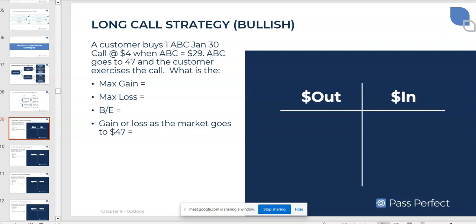ABC goes to 47 and the customer exercises the call. And we have the chance to answer max gain, max loss, break even, or actual profit, win or lose scenario. All right, so we're going to write down everything as we go. Since the first thing they did was to buy something, we're going to note it down on the money out column. We're going to buy the call, and we paid $4 a share for it. So I write down buy call minus 4.